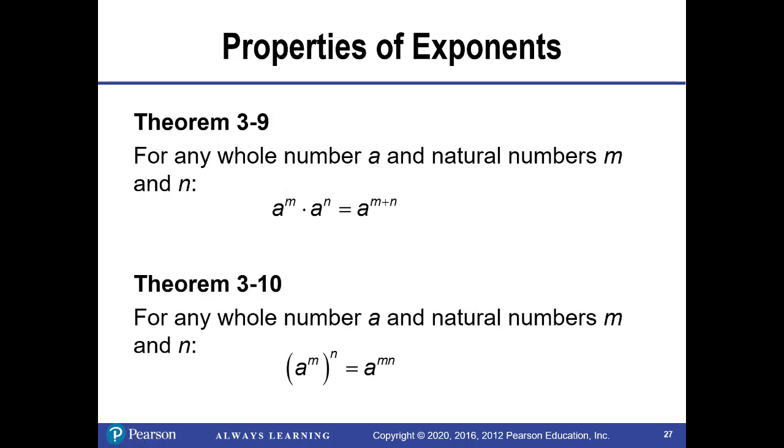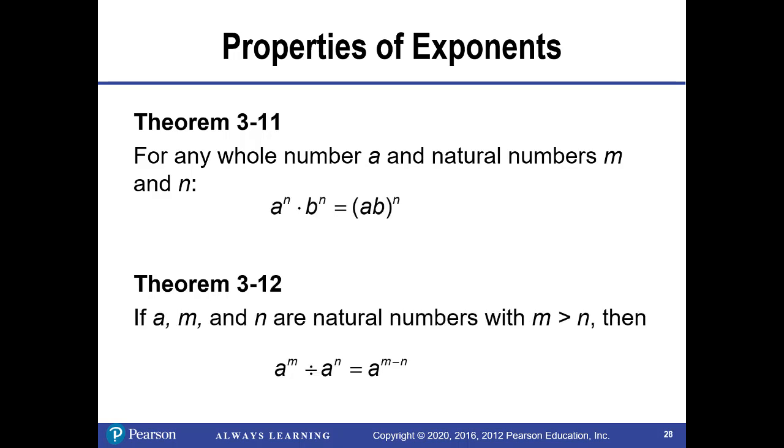If we have the same base and we're multiplying them together, we add the exponents. If we have a base and we're raising a power to another power, we multiply the exponents. If we have two different bases but they're raised to the same power, that's the same as the product of those numbers raised to that power.